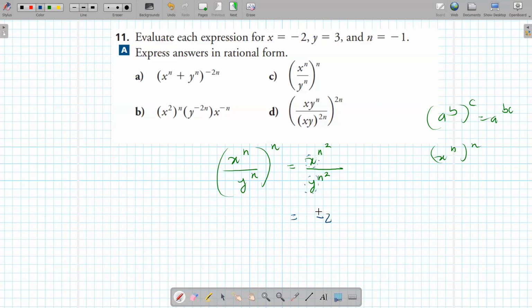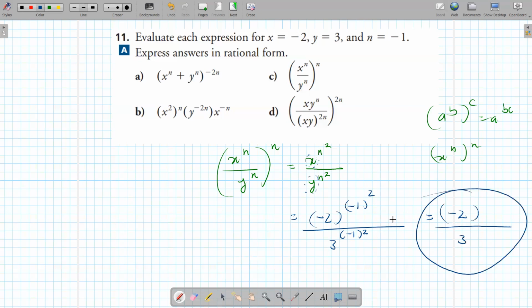This is as far as we can go, and now we plug the numbers in. X is -2 to the power of n squared, so n is -1 squared. And on the bottom, you'll get y, which is 3 to the power of n squared, -1 squared, like that. So you get -2 to the power of 1, because -1 squared is 1, and then 3 to the power of 1, which is 3, and there you go. That's your final answer.